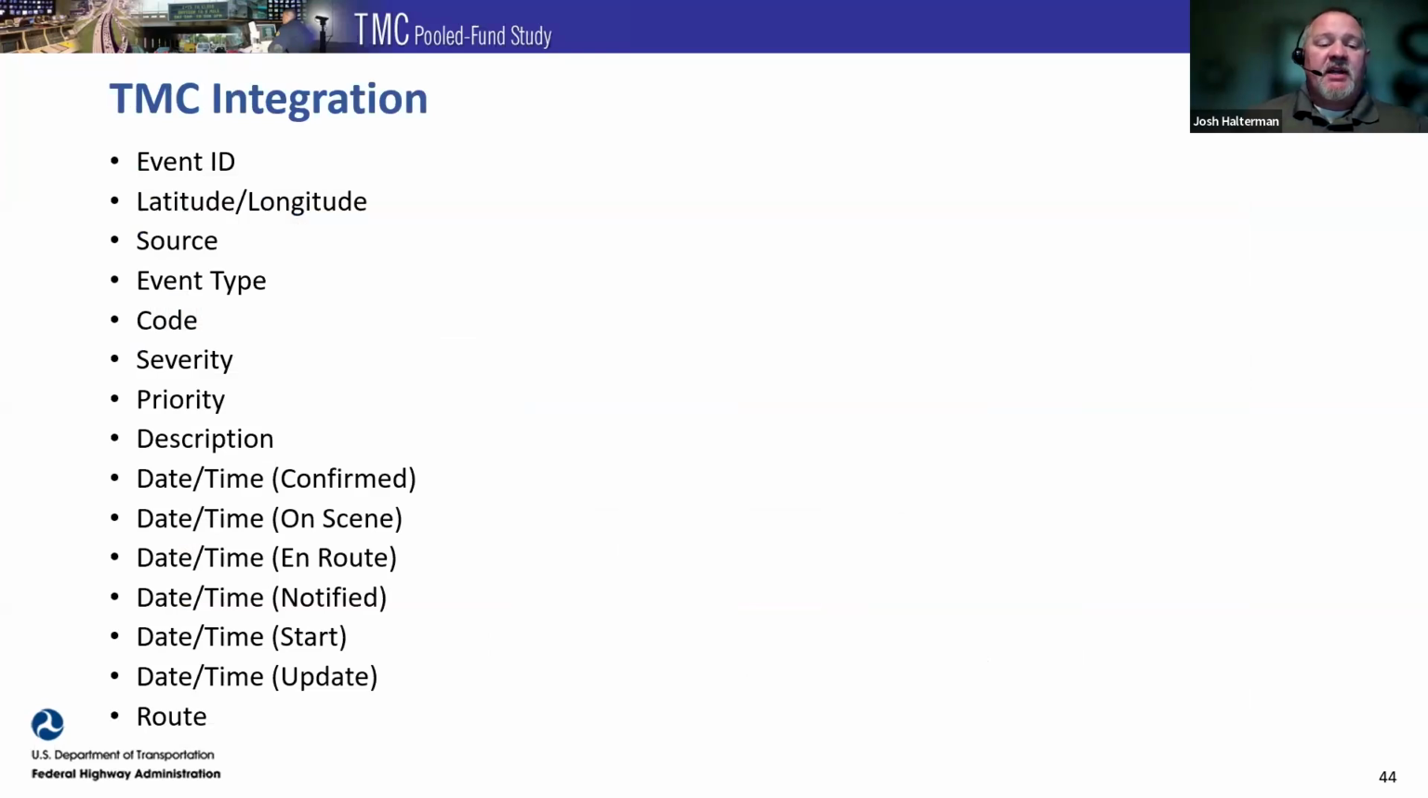So this is just an example of the type of information we are sending over to the TMC. You'll notice that there is no PII. There are no unique identifiers for any individuals or vehicles that are a part of that call for service. That's again to ensure the privacy of anybody involved in an incident within the computer-aided dispatching.